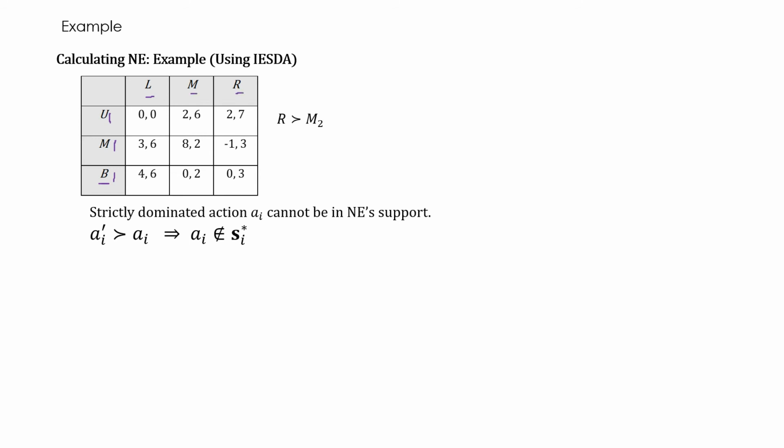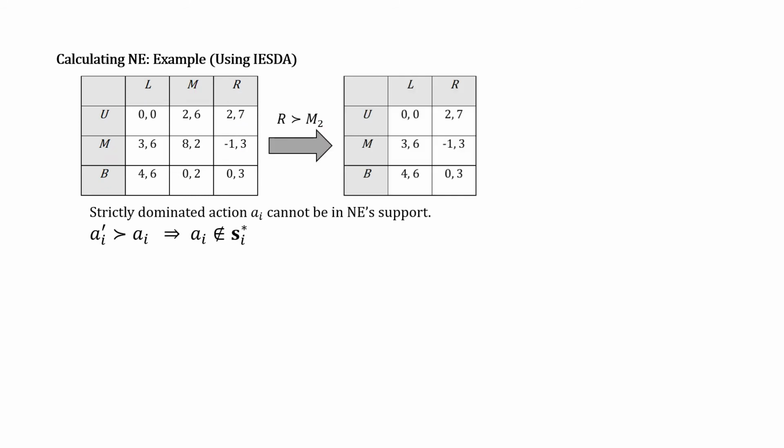Now we can see that for agent 2, right strictly dominates M. M2 is agent 2's M, because we have two M's here, M1 and M2. That's because 7 is greater than 6, 3 is greater than 2, and this 3 here is greater than 2. And so we can eliminate this action for agent 2, resulting in this simpler game.